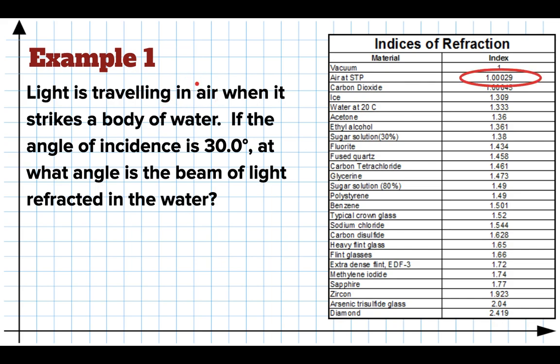So we have to find the index of refraction of air. You'll have this table available to you on all the homeworks, so you just have to look up what you're interested in. Air is 1.00. We're only going to use 3 significant figures, so to 3 significant figures, air is 1.00. Then the light strikes a body of water, so we have to find water, and that's right here in the table. The index of refraction for n2 is going to be 1.333.